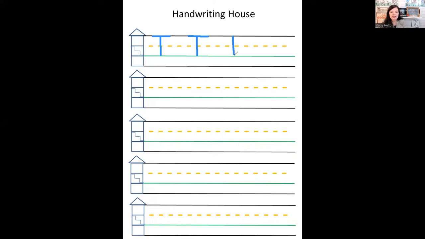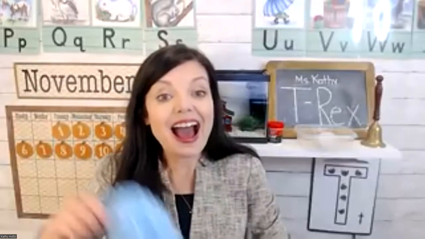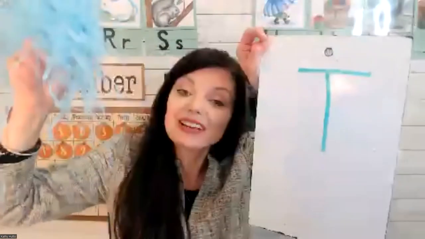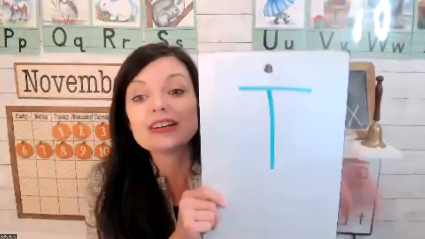Number one with a top. That's the uppercase big capital T. One with a top. You try. One all the way down with a top. Okay, I know you're doing a great job making your big letter T. I'm cheering for you. Now we're going to make a little letter T.